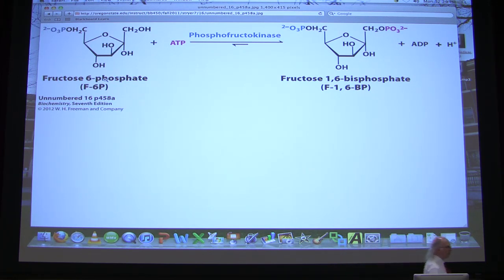All right, so at this point, we've built a molecule that has two phosphates in it. And now, in the next step, we're ready to break it apart.